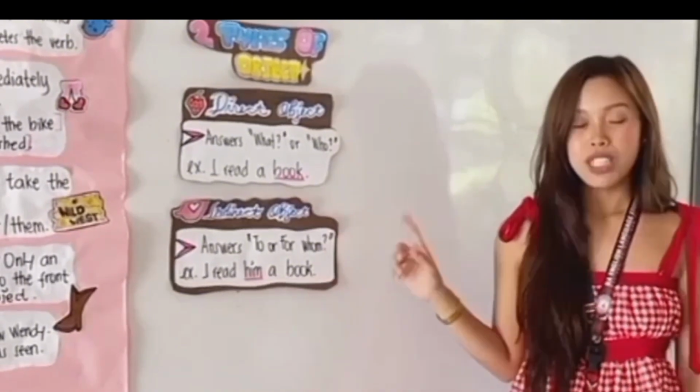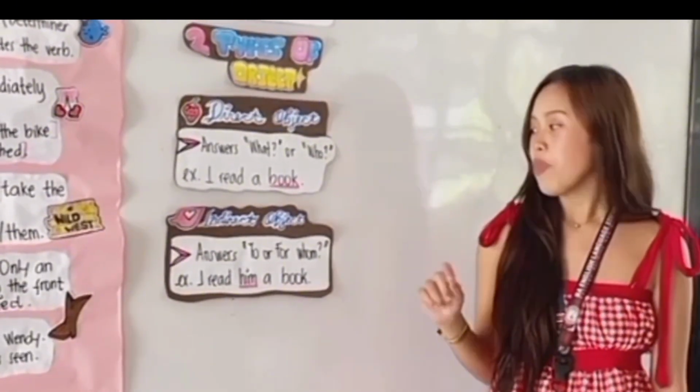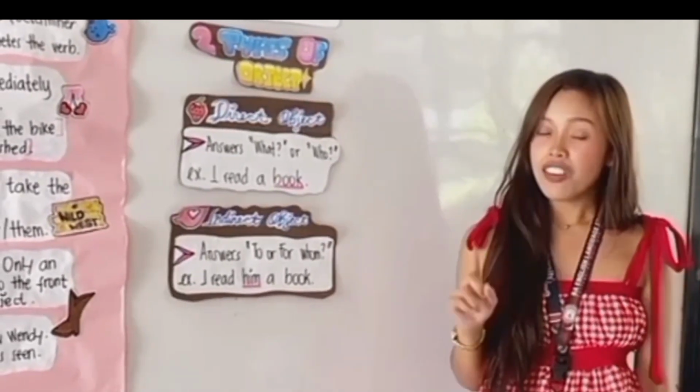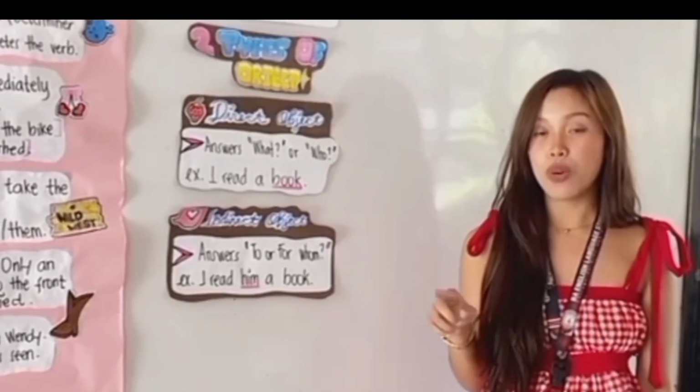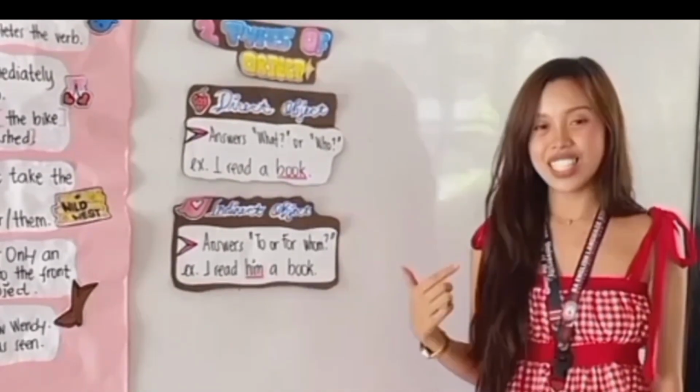An indirect object is a person or thing that receives the direct object. It answers to or for whom. For example, he gave me a gift, so the gift is our direct object, and me is the indirect object because I received the gift.